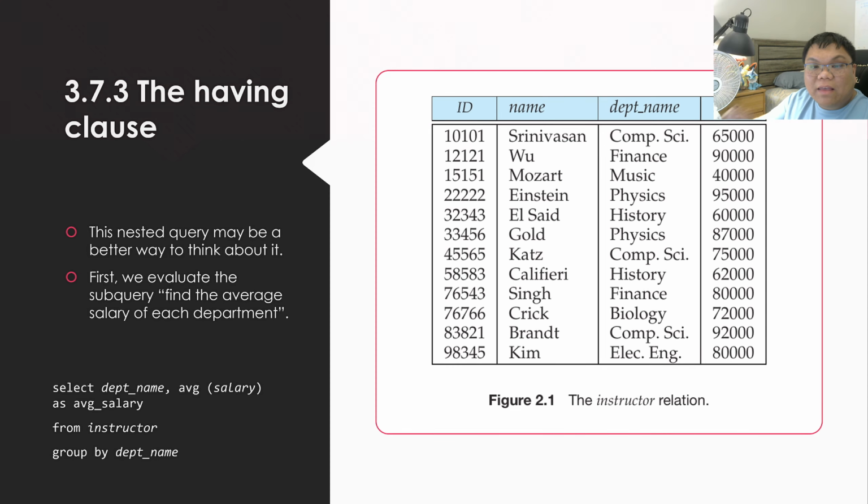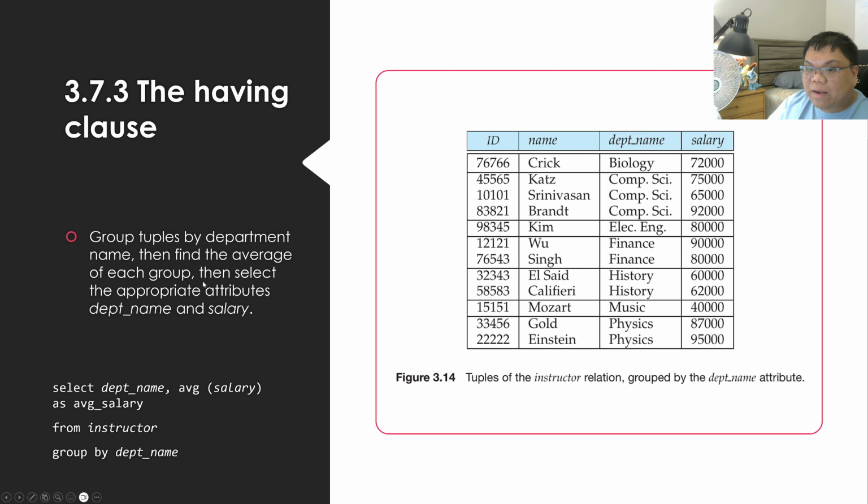And it might be a better way to think about this query. First, let's evaluate the subquery. Find the average salary of each department, which is what is being asked for here. Select department name, average salary from instructor, group by department name. Group tuples by department name, then find the average of each group. Then select the appropriate attributes, department name and salary.